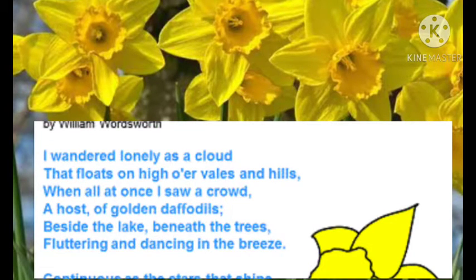Let's learn the figures of speech used here. The first line is a simile. The third line, a crowd, and the fourth line, a host, is personification, because a crowd and host are of human beings. Sixth line, fluttering and dancing, is also personification. Here daffodils are continuously personified as human beings, because only human beings can dance.